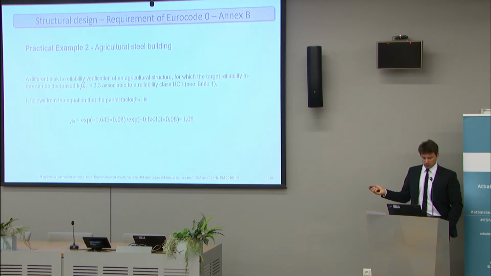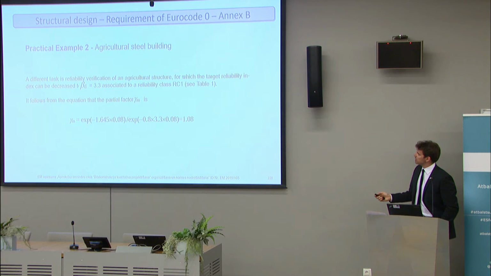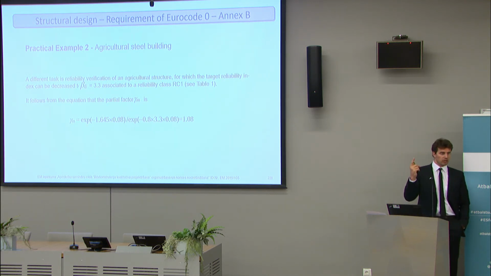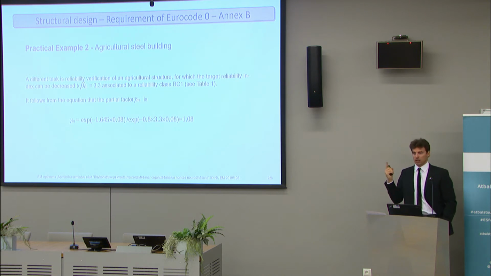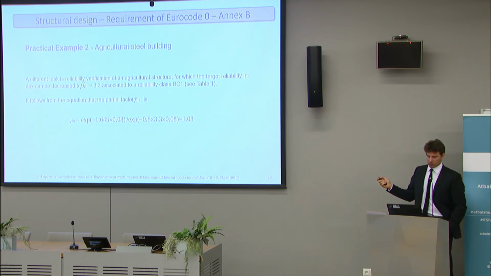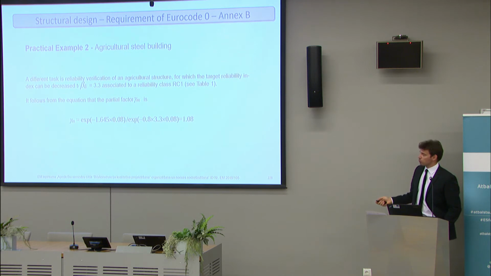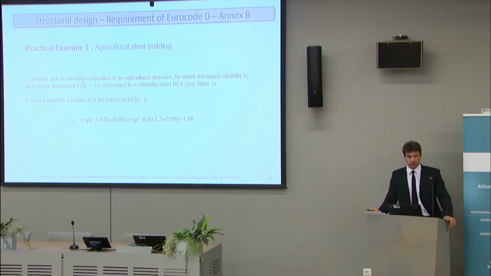And here is exactly the same example, just what changes is if I say this is an agricultural building. Then I can reduce this beta D, because it is no longer reliability class 2, but reliability class 1. So then it is 3.3, and then I can use 1.08 instead of 1.15 or 1.12 in the calculation of my structure.